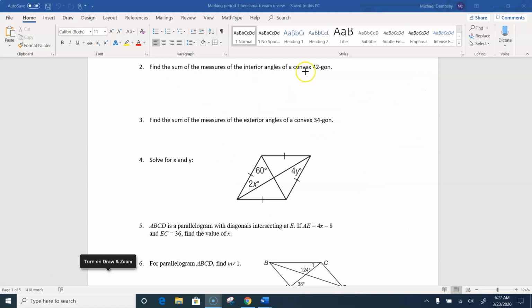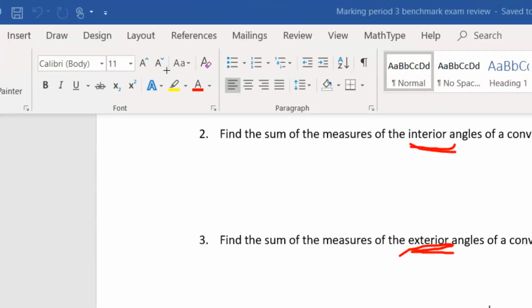Okay, some of the interior. So we'll watch these next two. One is asking for interior, one's asking for exterior. Okay, so one of these we have to use our formula, and the other one is just a super easy rule. So the sum, and again, this is the sum, so I don't want just one single angle. I want the sum of all the interior angles in there.